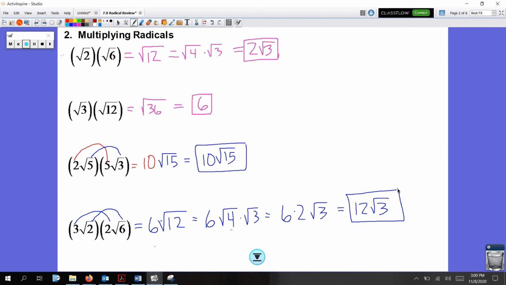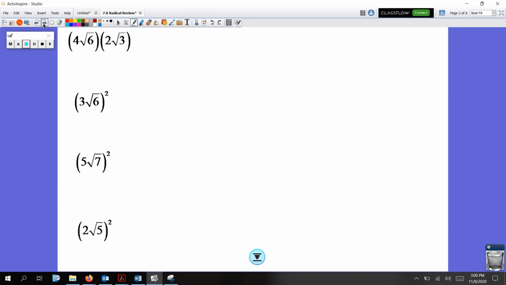Let's take a look at some more complicated multiplications of radicals, okay? Well, this one's not too bad, right? Because 4 times 2 is 8. And root 6 times root 3 is root 18. Well, I have to simplify root 18, so I'm going to keep my 8 out front, and I'm going to split up the square root of 18 into the square root of 9 times the square root of 2.